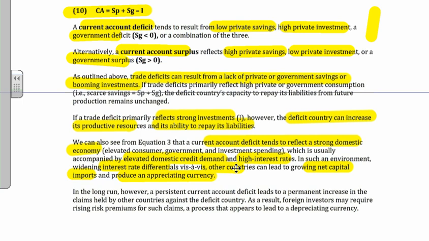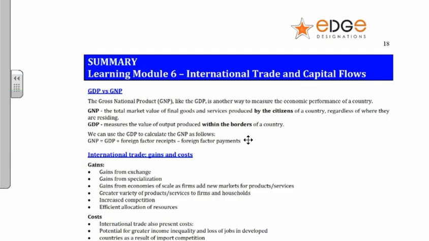In the long term, however, the problem that you've got, if you've got a constant current account deficit, leads to a permanent increase in the claims held by other countries against your country, the deficit country, and foreign investors may require certain premiums for these claims, and unfortunately that will lead to a depreciating currency. That then leads us to a conclusion of learning module 6, international trade and capital flows.